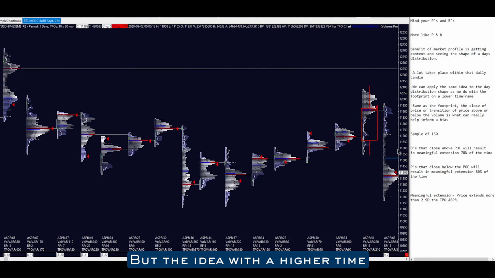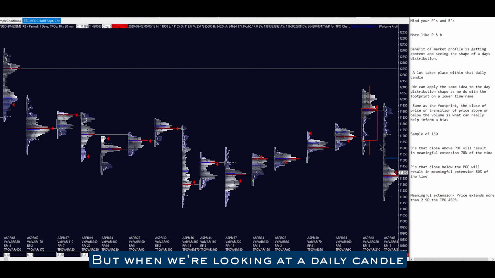But the idea with a higher time frame structure is that if you have the setup occur in the same way that it would occur in the lower time frame, it's going to carry much more weight, right? A daily candle is 24 1-hour candles, it's 48 half-hour candles, and it's just a much larger piece of data, right? Of the smaller data sets.